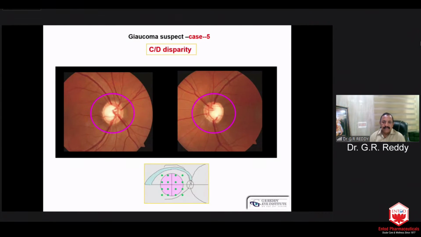This is case 5. Again, if you see, there is no clue from the fundus. If at all there is a clue, there is a notch maybe starting here. Otherwise, it is a uniform rim, and there is no nerve fiber defect.